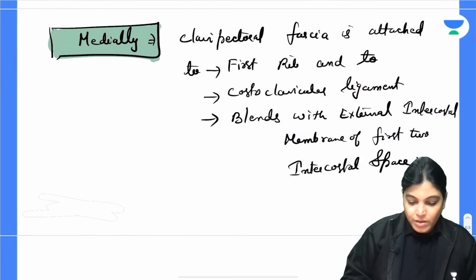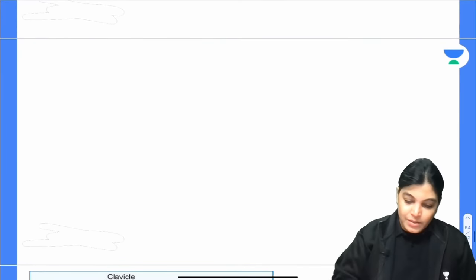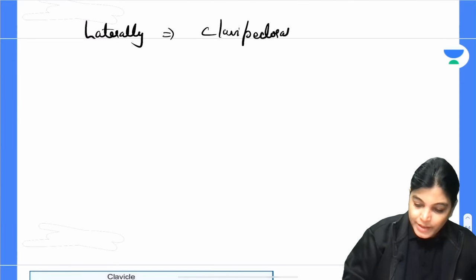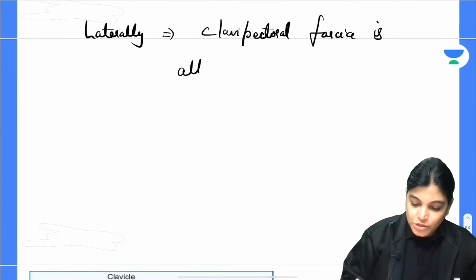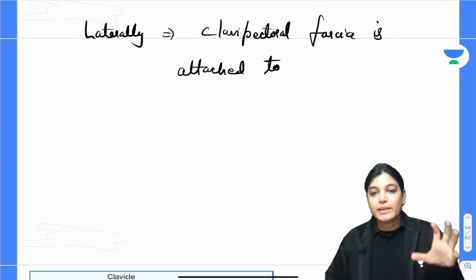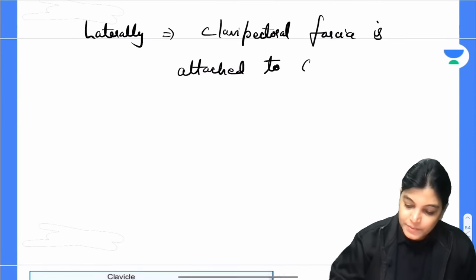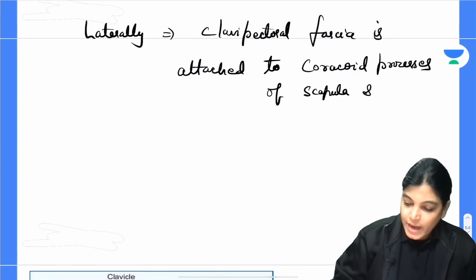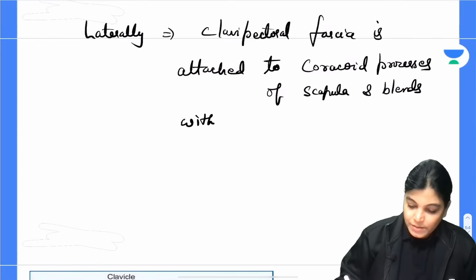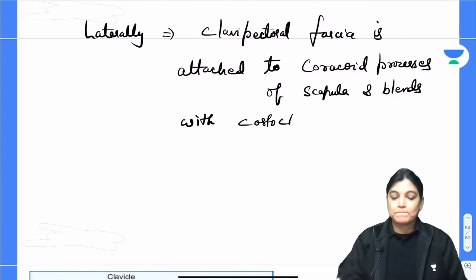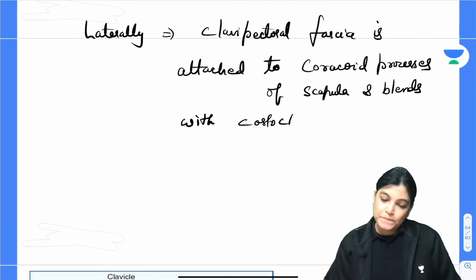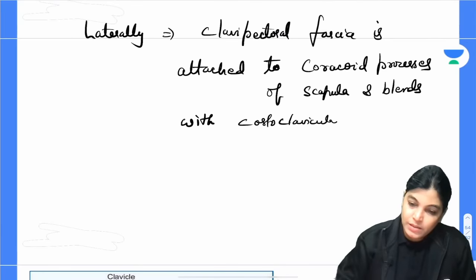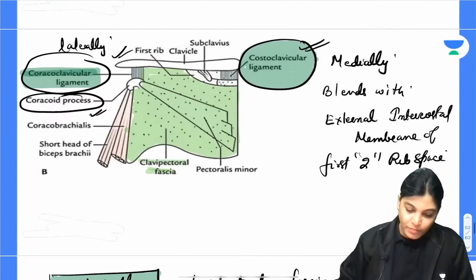Now let's talk about the lateral extent, or lateral blending. So write down: laterally, the clavipectoral fascia is attached to which part of the scapula? Laterally, it is attached to the coracoid process of the scapula and blends with the coracoclavicular ligament also.